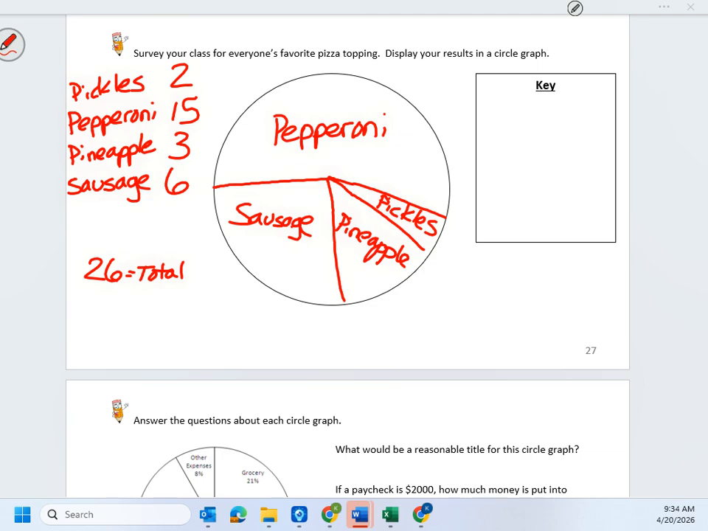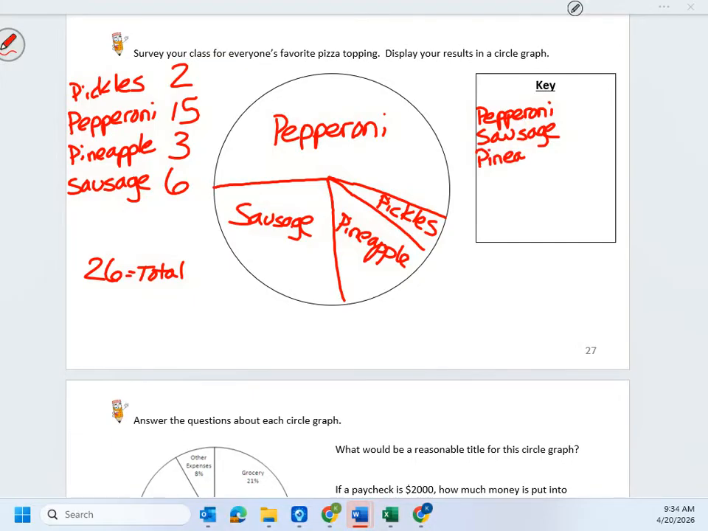Okay, so for our key, we're going to write our toppings. What do you think we need to put next to those toppings? Look up above. What do we put next to the toppings, Jack? The percentage. So we need to figure out our percent. So we know there's 26 total. We know the number of people for each topping. So now we need to find our percent.